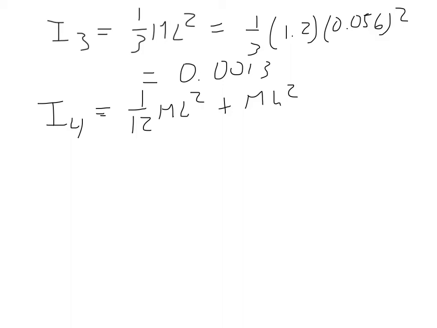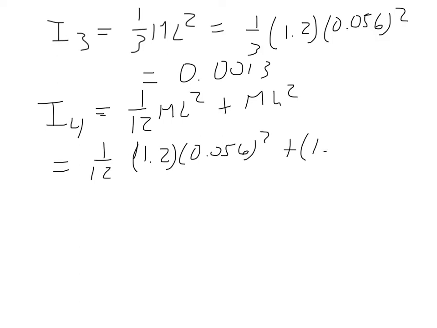because the rotational axis is 3/2 d away from the center of mass of the second rod. So now we're going to get 1/12, the mass 1.2, multiplied by 0.056, that's the length of the rod, squared, plus 1.2 multiplied by 3/2 of d. Look back at the picture. The center of mass is going to be halfway in between that thin rod, so it's a half a d, and then it's another d away from the rotational axis. 3/2 of d is 0.084 squared.